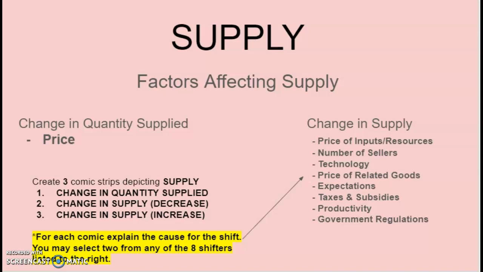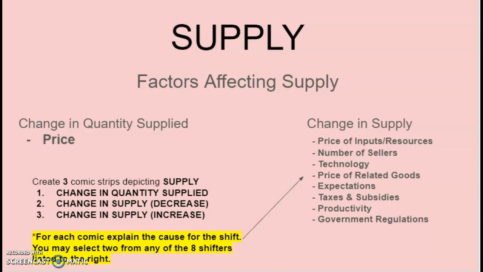So if the price of inputs goes up, supply decreases, it shifts to the left. If the price of inputs goes down, supply increases, it shifts to the right. You could have a change in the number of sellers, either an increase or decrease. Technology tends to shift supply right. Price of related goods would be corn and soybeans. If the price of soybeans goes really high, my mom, who has a farmland in Nebraska, can switch back and forth between growing corn and soybeans. And if the price of soybean goes way up, she's going to switch from growing corn to soybeans.